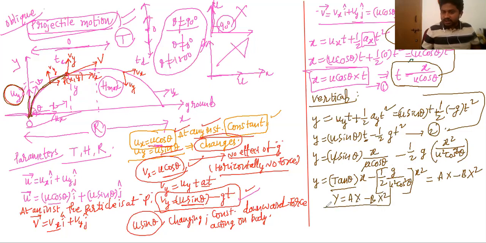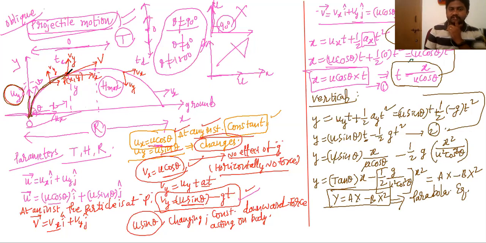So this is the equation of what? This is the parabola equation. So what have we proved? We have taken the path of a projectile from here to here. The path of the projectile is a parabola. So what we have proved is that the path of a projectile is a parabola.